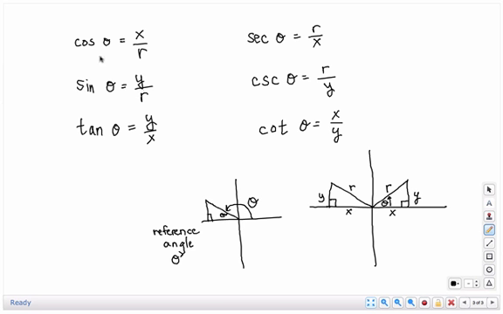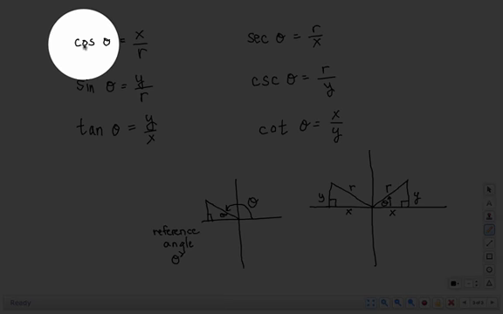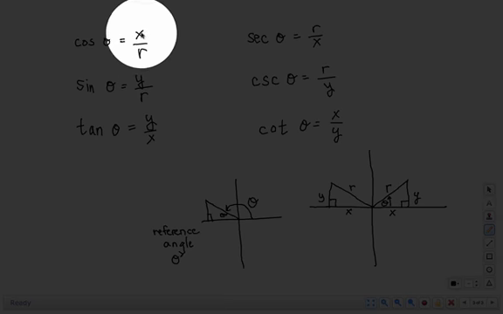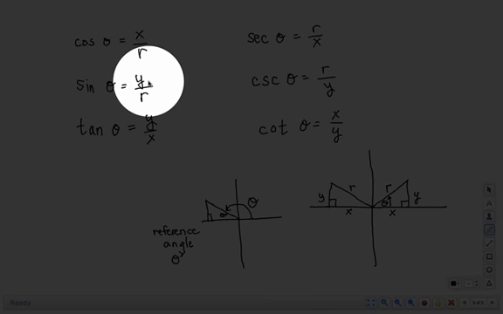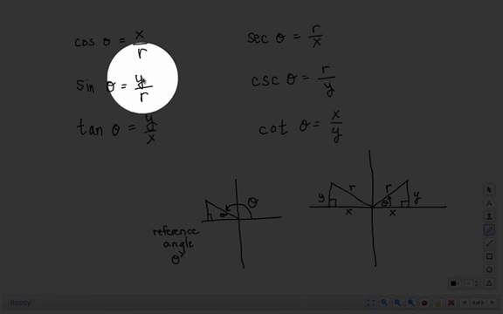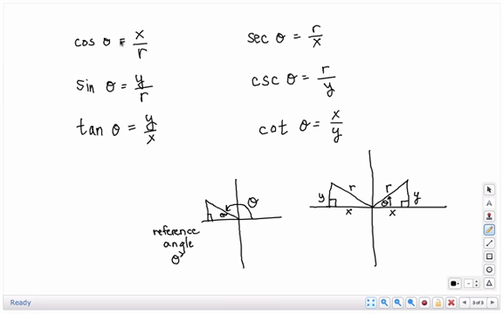So what I did when I was learning how to do this was I just remembered that, since C comes before S and X comes before Y, then the cosine goes with X and sine goes with Y. So I remembered that cosine of an angle is my X value over my R value. My sine of my angle is equal to my Y value over my R value.